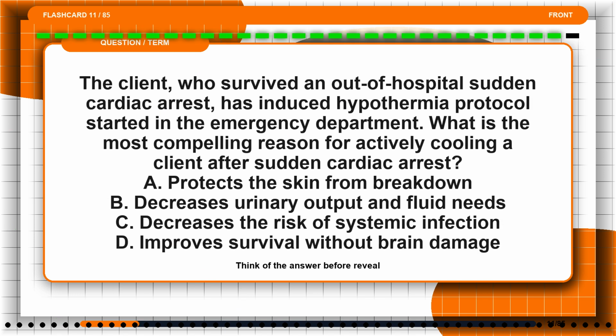Flashcard 11. The client, who survived an out-of-hospital sudden cardiac arrest, has induced hypothermia protocol started in the emergency department. What is the most compelling reason for actively cooling a client after sudden cardiac arrest? A. Protects the skin from breakdown. B. Decreases urinary output and fluid needs. C. Decreases the risk of systemic infection. D. Improves survival without brain damage. Think of the answer before the reveal.